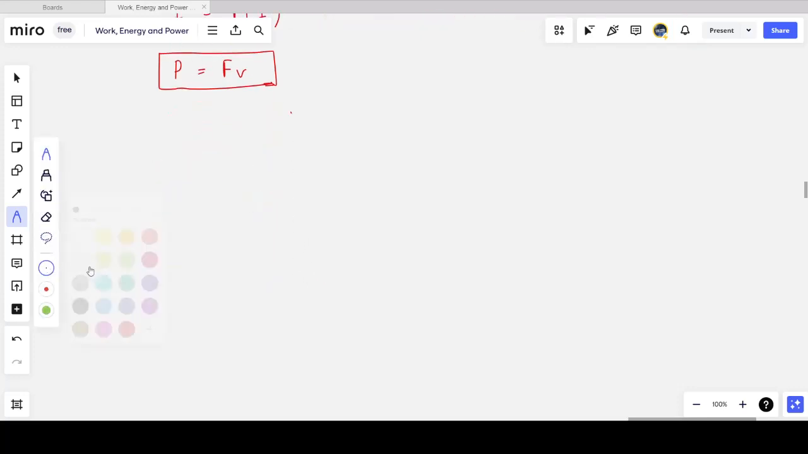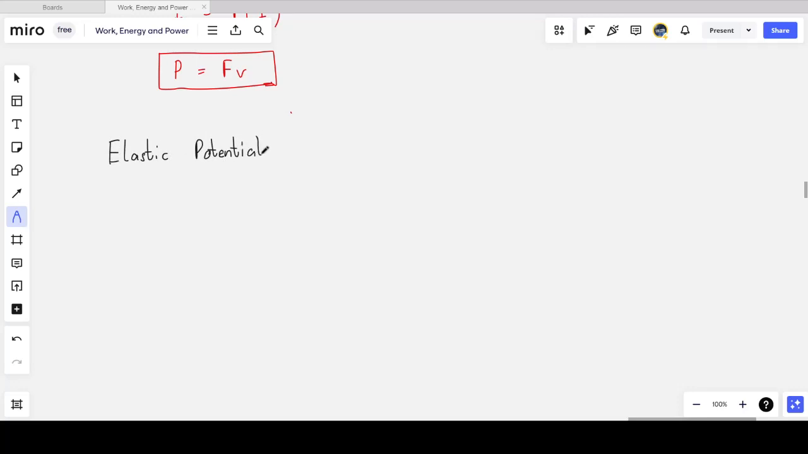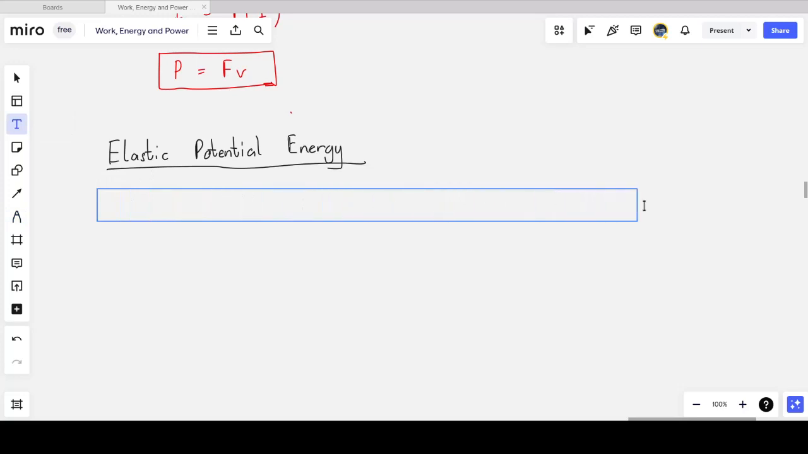So we've talked about work, we've talked about power, and we've briefly discussed some of the types of energy. And now we'll talk about these types of energy in a little more detail. The first one being elastic potential energy. But I think it's important that we first discuss what exactly potential energy is. And again, I'll type this out.